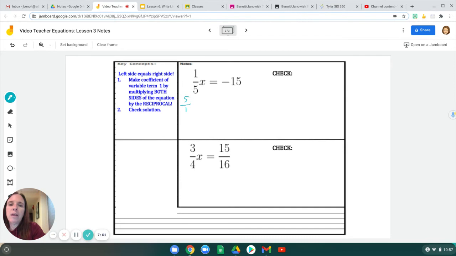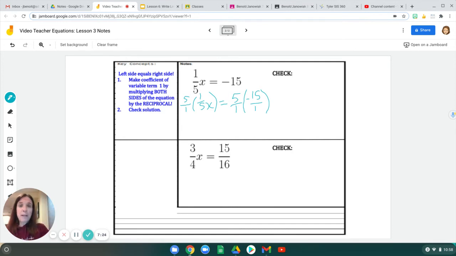So I'm going to do 5/1 times 1/5 x. Remember, you can use a dot or parentheses for multiplication. And then because I did that on the left side, I also have to do that on the right side. Take that reciprocal and multiply it by the -15. And I'm going to turn that into a rational number as well.